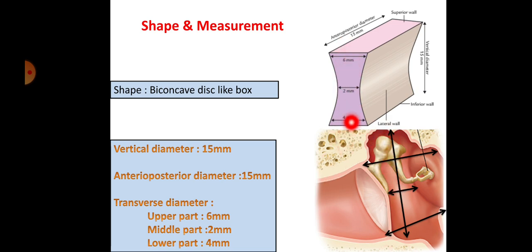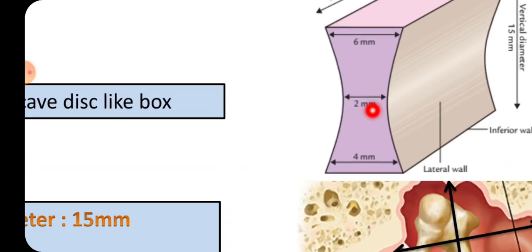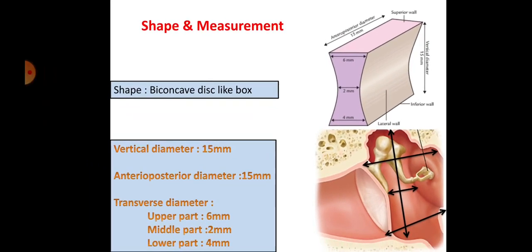You can see this is the vertical diameter. The vertical diameter is 15 millimeters, and the anteroposterior diameter is also about 15 mm, meaning the vertical and anteroposterior diameters are the same. But the transverse diameter in the upper part is 6 millimeters, in the lower part it is 4 millimeters, and in the middle only 2 millimeters. Because of that, the middle part of the box is constricted, while the upper and lower parts are a little wider.